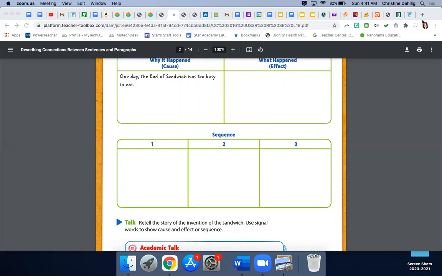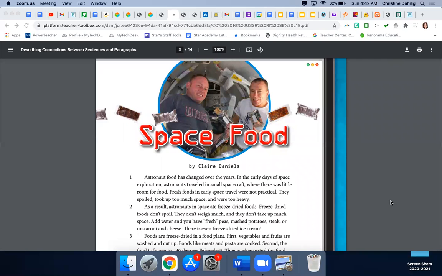before we proceed to the next article. Okay, everyone, we are going to proceed to the article on page 298. And this article is entitled Space Food, and it's written by Claire Daniels. And as we are reading this article together, I would like you to place check marks above any confusing words or phrases so that we can clarify the meaning.